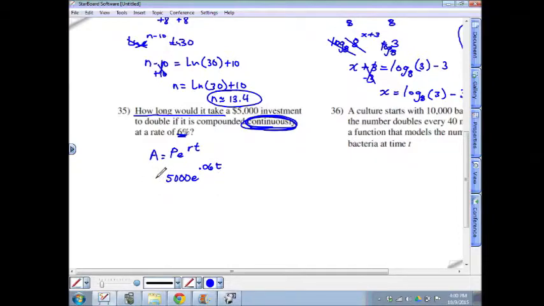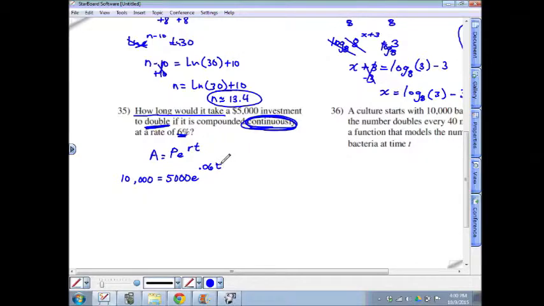Now, we can't have an equation with two unknowns. If we have t as an unknown, that means we have to know the future amount, A. Now, it doesn't specifically say it in the problem, but if he says how long would it take for a $5,000 investment to double, then if $5,000 doubles, it's going to become $10,000. So now we're solving for t, and this is an equation much like question 34.